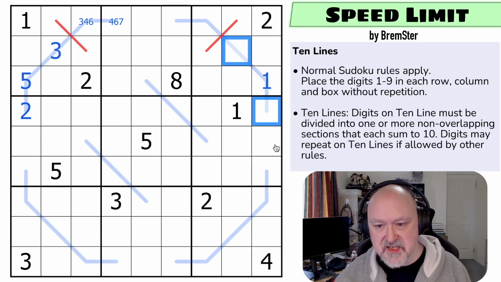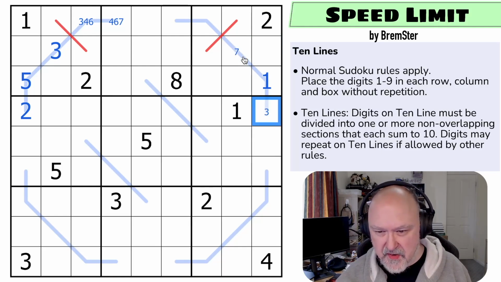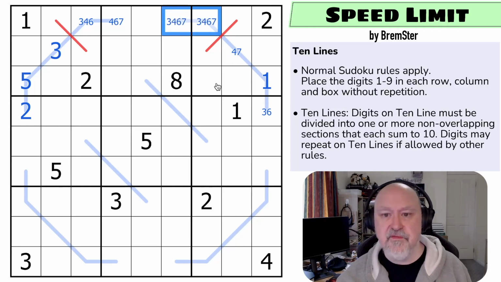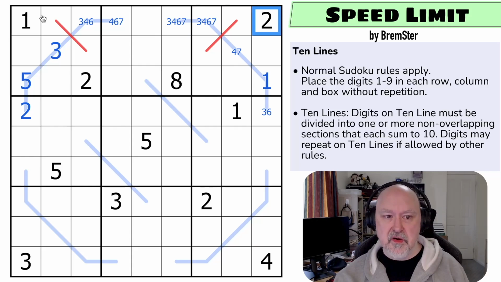So those digits there have to sum to 9. Well, they can't be 1, 8, because I can't put 1 in either of those cells. They can't be 1, 9. They can't be 2, 8. If they're 3, 7, it's 7 and 3. And if they're 4, 6, it's 6 and 4. And these have to sum to 10. So these are 3, 7, and 4, 6, because I can't use 1, 9 or 2, 8.